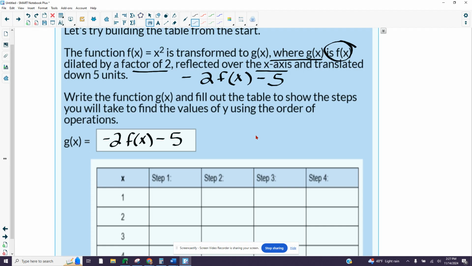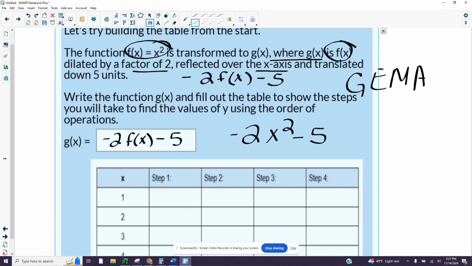Wherever there's f of x, we're going to keep the x squared. So it's actually negative 2 times x squared minus 5. So the first thing we are going to do in the order of operations, remember the order of operations, is grouping, exponents, multiply or divide from left to right, then add or subtract from left to right. We don't have any grouping symbols, we have an exponent, this x squared. So we're going to apply x squared first in our first step.